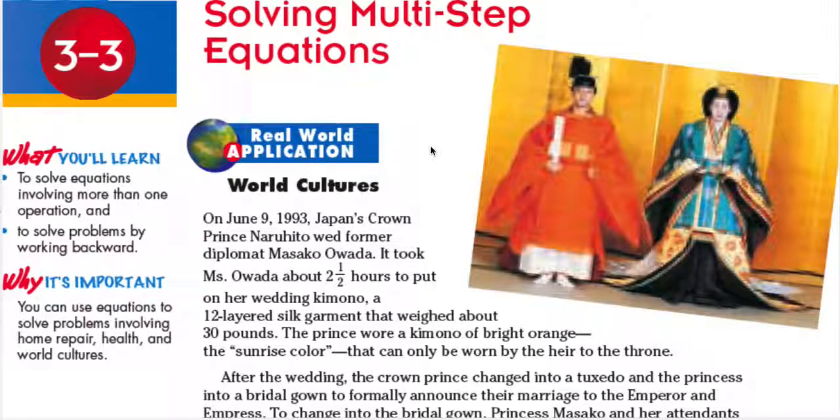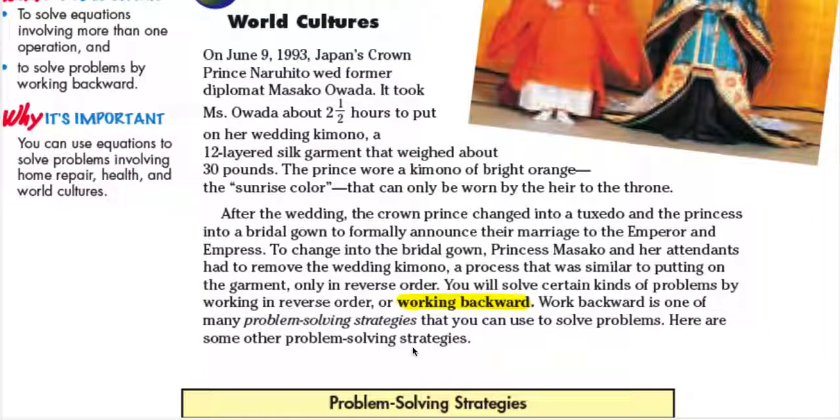On June 3, 1993, Japan's Crown Prince Naruhito wed former diplomat Masako Owada, and it took 2.5 hours to put on her wedding kimono, a 12-layer silk garment that weighed about 30 pounds. That's pretty heavy. The prince wore a bright orange kimono, the sunrise color, that can only be worn by the heir to the throne. After the wedding, the crown prince changed into a tuxedo and the princess into a bridal gown to formally announce their marriage to the emperor and to the empress.